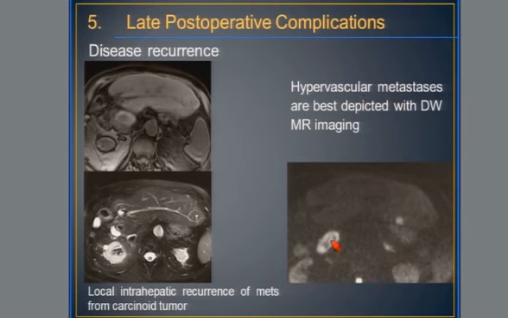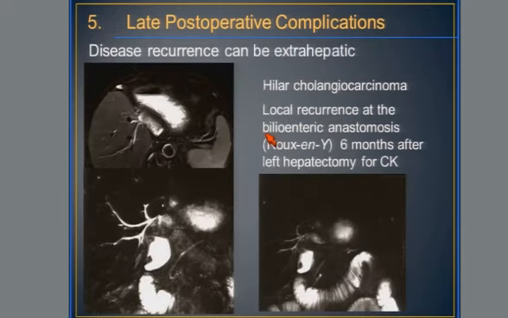It's a specific case of hypervascular metastasis. This is a patient with a carcinoid tumor with intrahepatic metastasis of carcinoid tumors, and we believe that this metastasis, this specific type, is better depicted with diffusion weighted MR imaging.